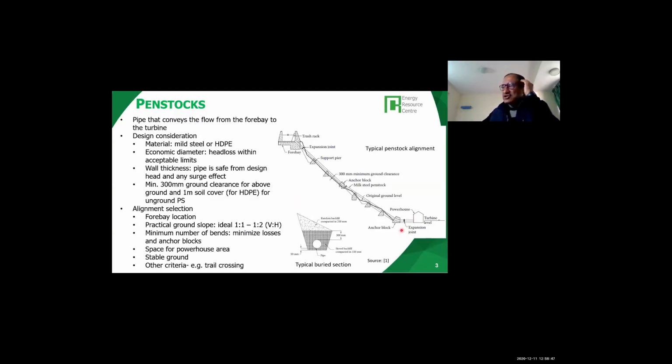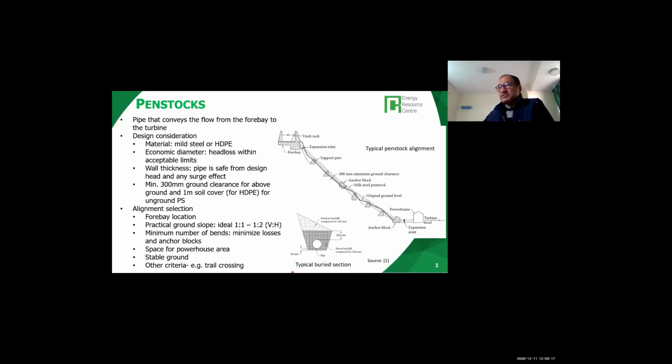Especially, you want to make sure that the alignment is such that you have space for the powerhouse. So you have to decide on the location of the powerhouse, you have to decide on the forebay, then you have to find the best alignment along the slope of the hill or the topography to lay out the penstock.